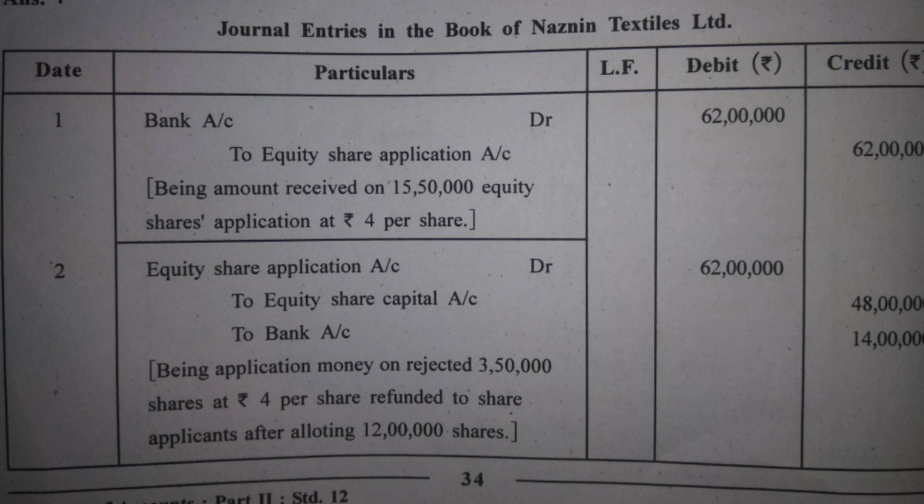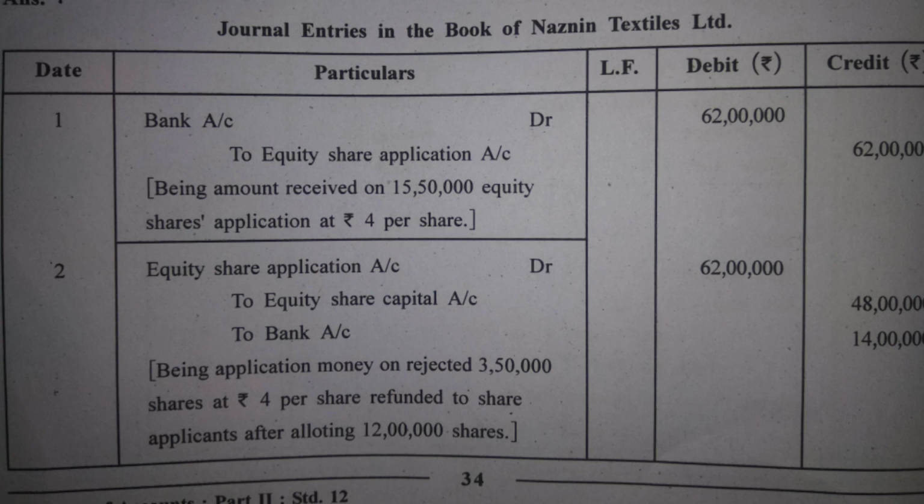Alright. But the question is that we have issued only 12 lakh equity shares. Applications are received for 15,50,000 equity shares, so 3,50,000 equity shares in excess. What we are going to do with that? We are going to reject those shares and we are going to refund that amount.